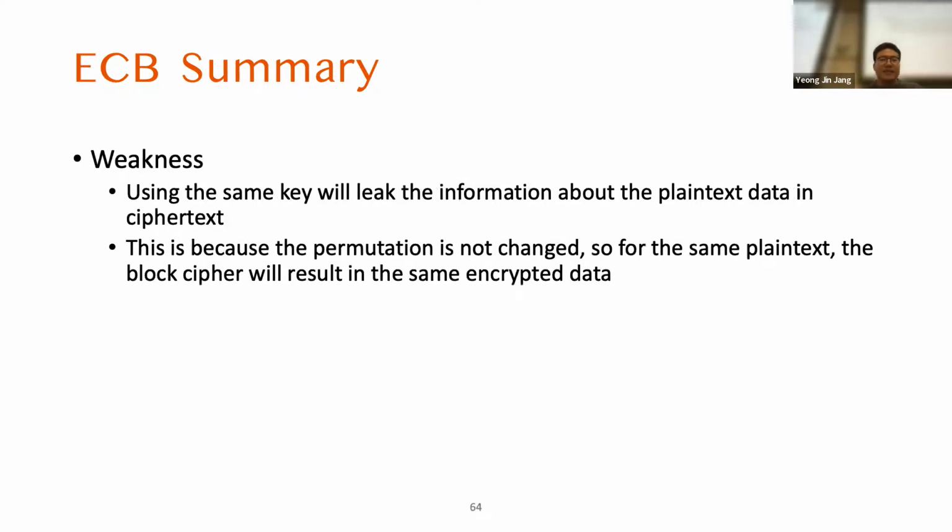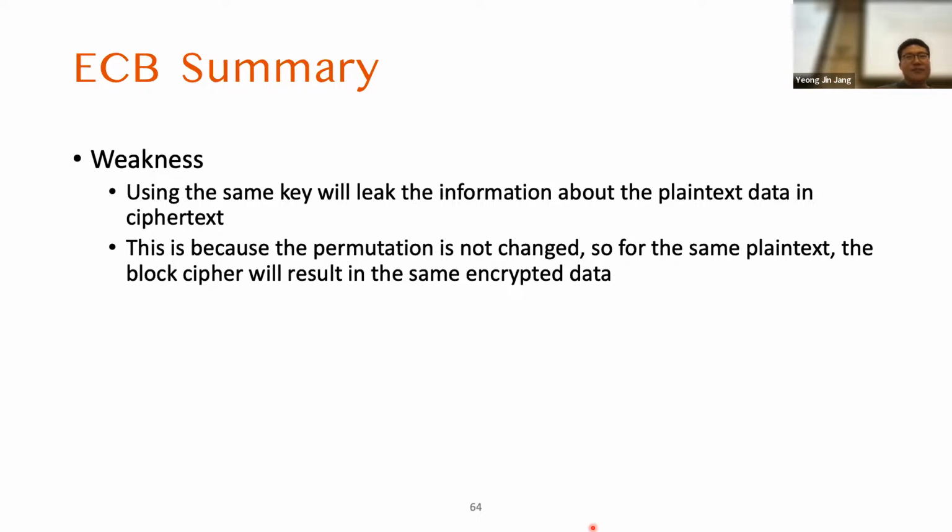But the weakness of ECB is that using the same key, the algorithm itself is deterministic. That's the property of the permutation. For the encryption, the decryption needs to be the inverse of that operation. To have an inverse function, the domain and range size need to be the same, and the function should be a bijection, a one-to-one onto function. So that makes everything deterministic. If we have the same plaintext, then it will result in the same ciphertext.